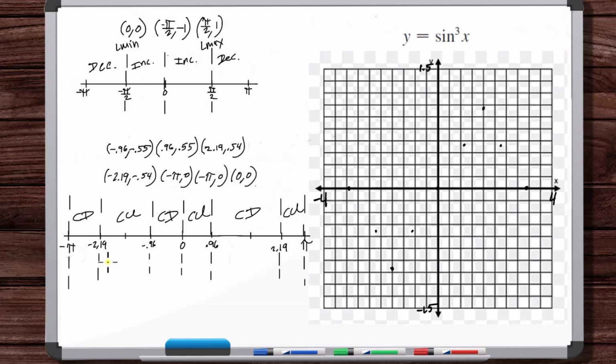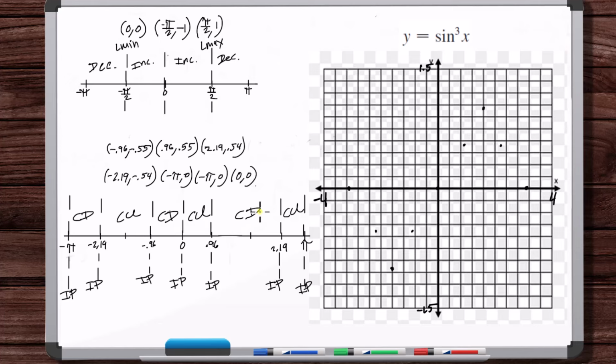Okay, inflection points, the function has to be continuous. It's continuous everywhere. So when it's continuous, you just see at what critical points with respect to the second derivative does the concavity change sign. So it changes. So here it's an inflection point. Here it's an inflection point, and even at pi and minus pi.